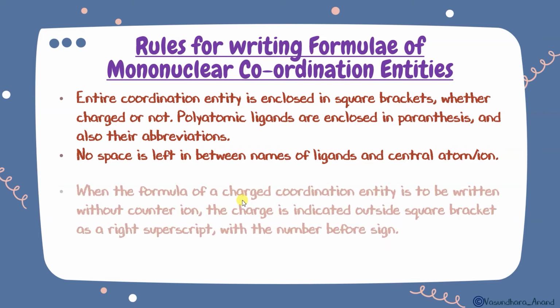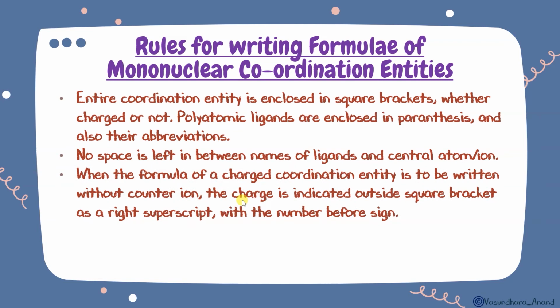When the formula of a charged coordination entity is to be written without counter ion, the charge is indicated outside the square bracket as a right superscript with the number before the sign. That is, I think, छोटी सी बात है, बच्चे वाली बात है. So it is clear, whenever counter ion नहीं है, तो whatever the charge is there, that charge must be written as a superscript outside the square bracket. And first number and then sign.